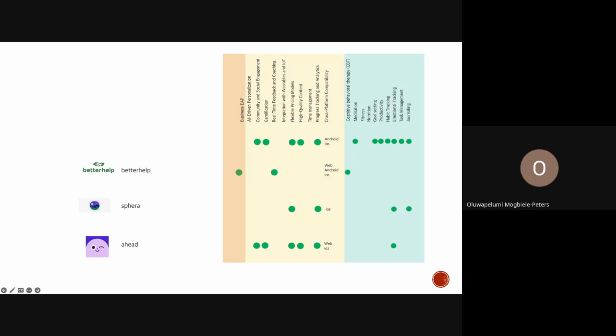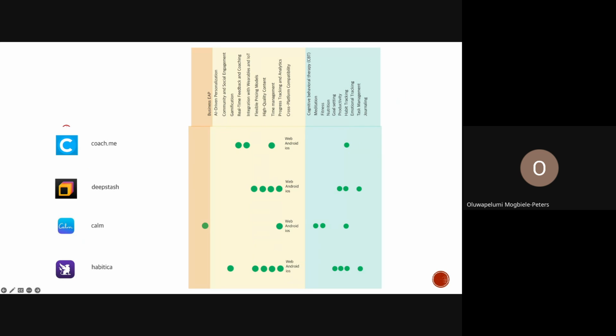Learning and development. That's what other target users also use in the industry. You have products like Better Help, Sphera, Ahead. I think there's also Coach Me, there's Deep Start, there's Calm, there's Abitica.